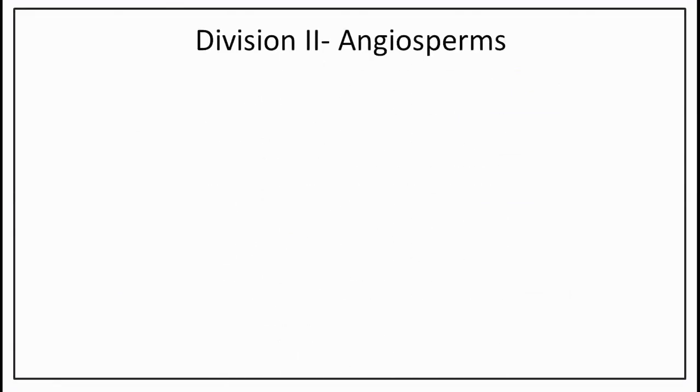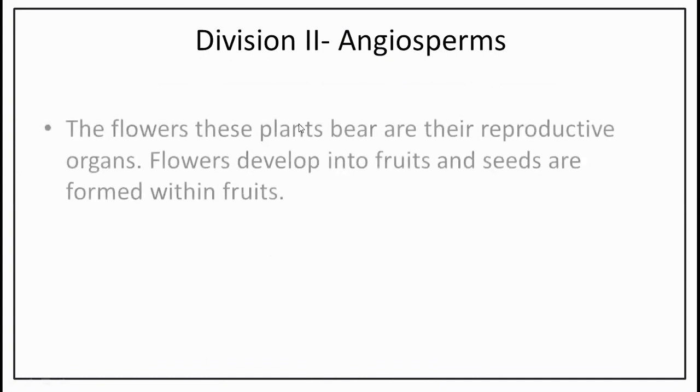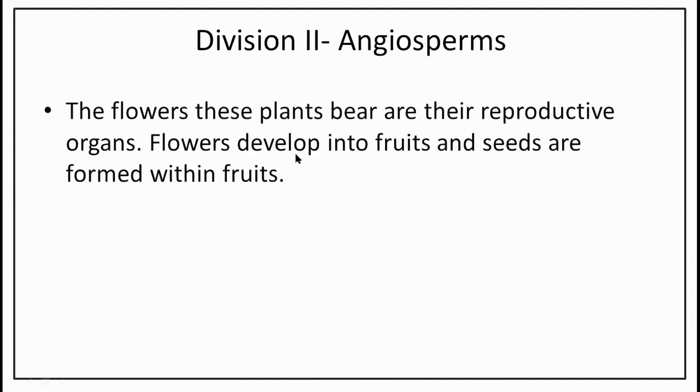Then you learn here about angiosperms. Angio means cover and sperm means seed. That is angiosperms. In this plant, the flower is the main reproductive part. The flower is a very important part of angiosperms because the flower develops into the fruit and seeds are formed within the fruit.